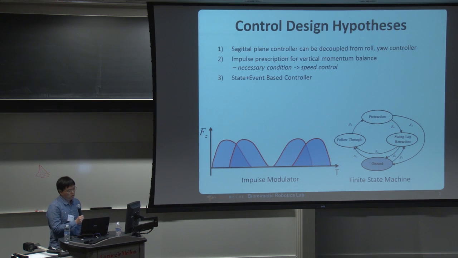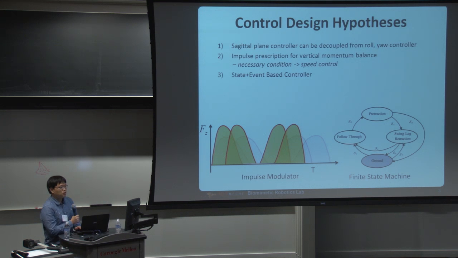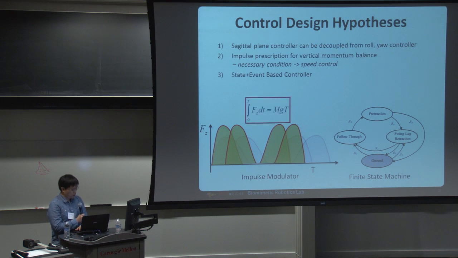And the second one is we can prescribe impulse, which means the area of this vertical force. So let's say you run a cheetah at some slow speed, but if you increase the speed, the period is getting short. So you have to increase the vertical ground reaction force. So how much do we have to increase? We can prescribe that using this kind of simple momentum balance equation in the vertical direction.